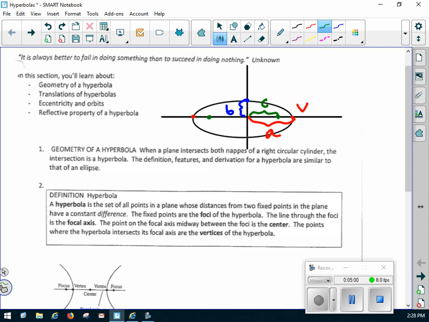What is the relationship between A, B, and C in terms of the Pythagorean theorem? Good. B squared plus C squared equals A squared. These three definitions, well, B doesn't make any sense in a hyperbola. A and C mean the same thing on a hyperbola as they do on an ellipse. What is the definition of an ellipse?